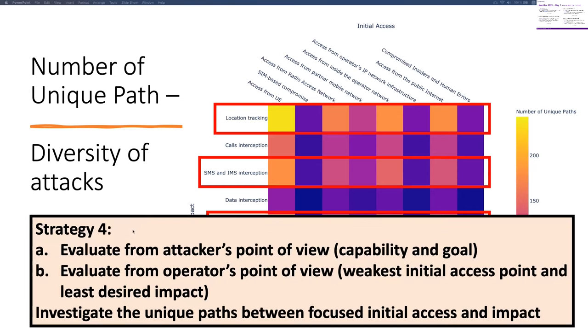Okay, I might not have enough time, but what we wanted to point out here is that from the result of this unique path, the operator can prioritize in two ways. This graph shows the diversity of attacks focusing on one specific initial access to one specific impact. From the attacker's point of view, you can see what their capabilities and goals are. And from the operator's point of view, they can think about what the weakest initial access points and the least desired impacts are. After having the combination, they can look into the exact unique paths and identify what to fix and what to prioritize.